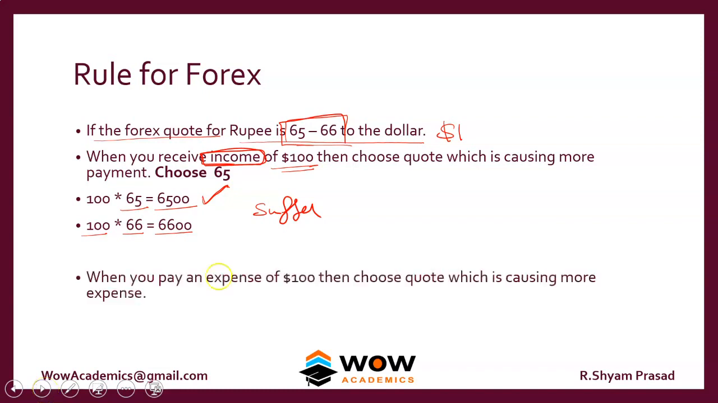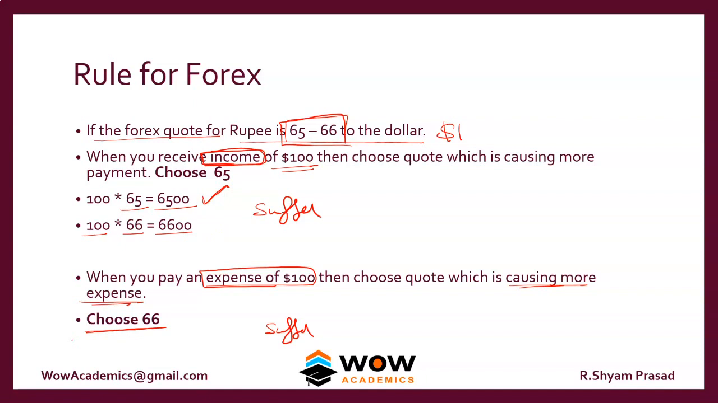The next rule is, when you have an expense to pay of $100, which quote are you going to use? You have to choose the quote which makes you pay a lot of money. So again you have to suffer. For example, if you are given a choice to pay 6,500 or 6,600, which one do you suffer a lot? 6,600 you suffer a lot. So you have to choose 66.